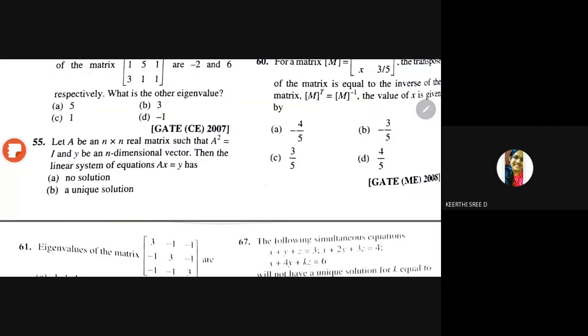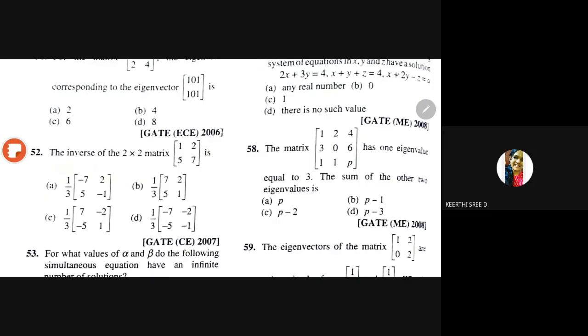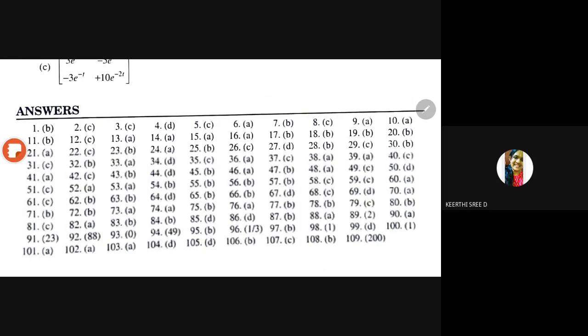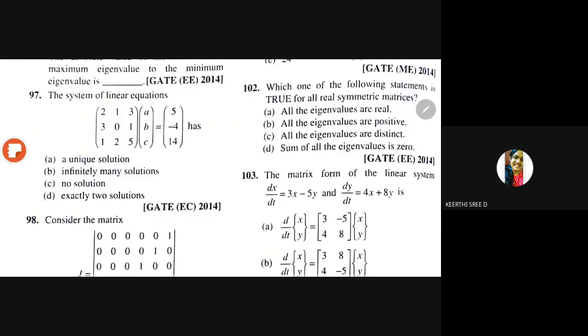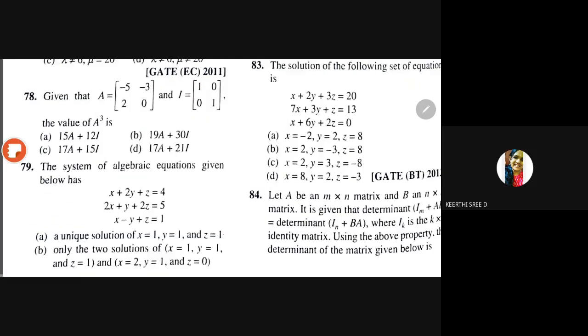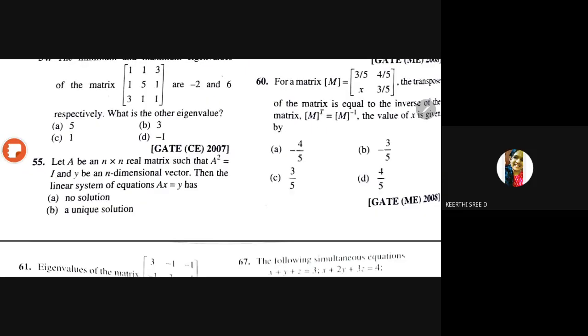So for 55 it is unique. You can see the last 55, the answer is B. Yeah, right. I think it is unique. 55B is unique. Right. It's unique. Right. Any question you can raise.